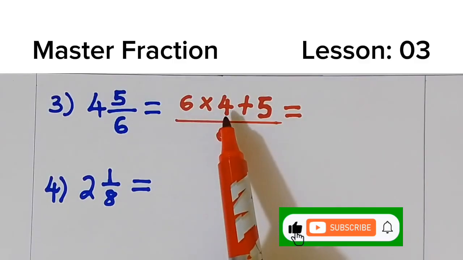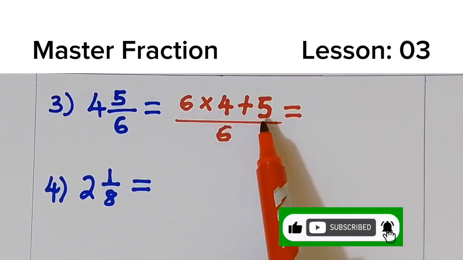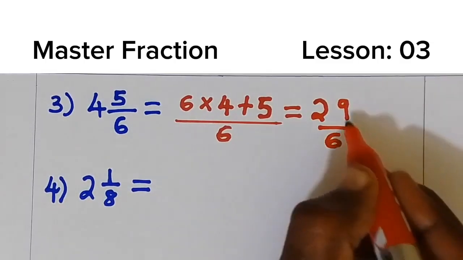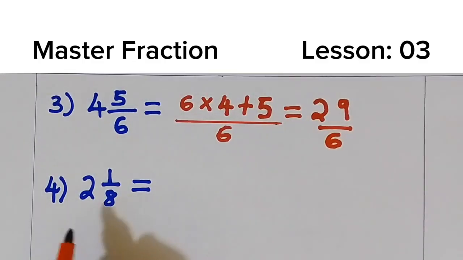Six times 4, 24, plus 5 is going to be 29 over 6. That is our improper fraction. Let's go and do question number 4.